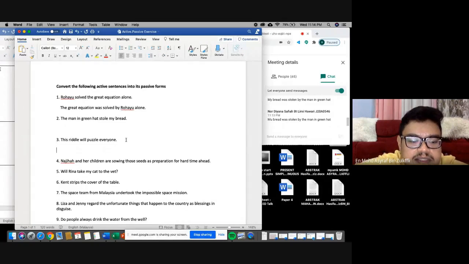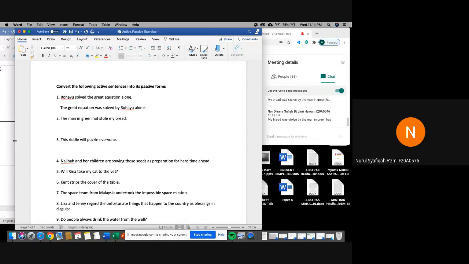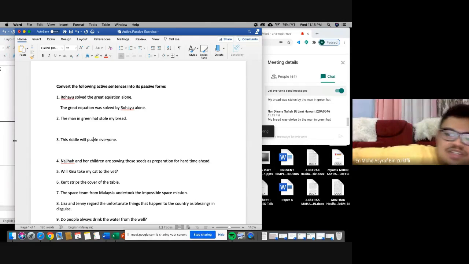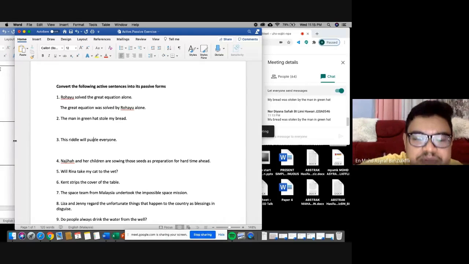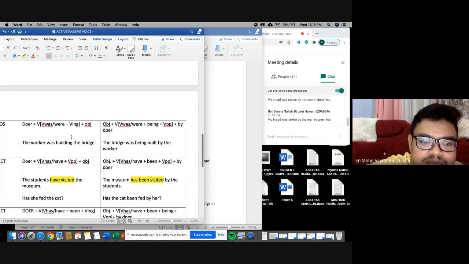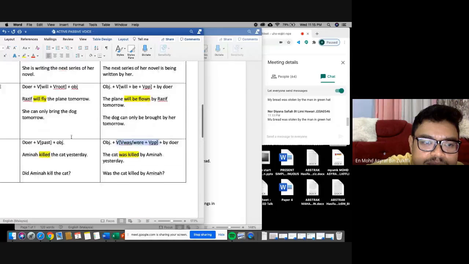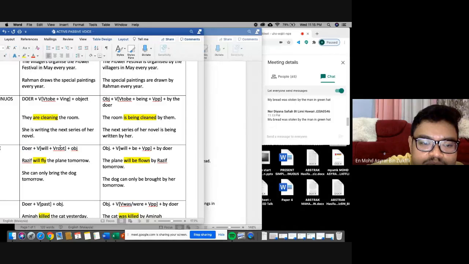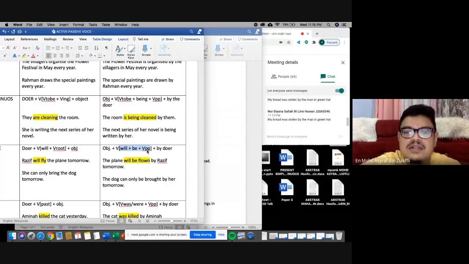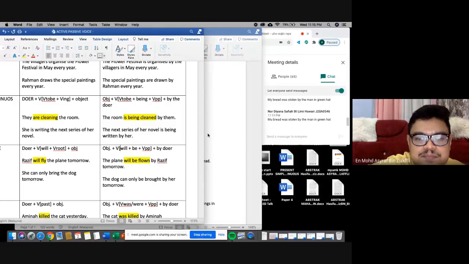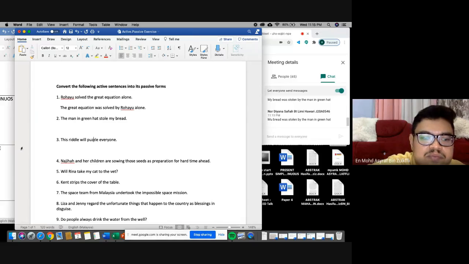Next one. This riddle will puzzle everyone. What tense is this in? Will puzzle. It is the simple future tense, right? What is the formula? Okay, here. Doer, will, with root verb. So this is the active voice. Passive voice will be: will be plus past participle. So, this riddle will puzzle everyone.